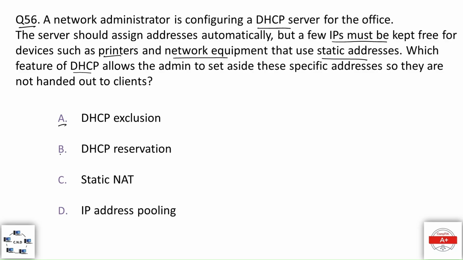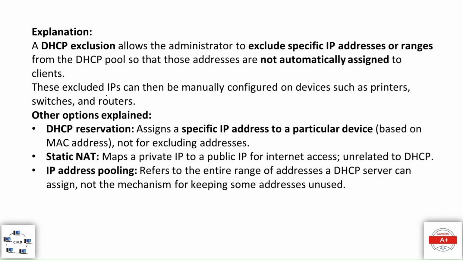The options are option A, DHCP exclusion, option B, DHCP reservation, option C, static NAT, and option D, IP address pooling. And the correct option is option A, DHCP exclusion. Let's go through the explanation.